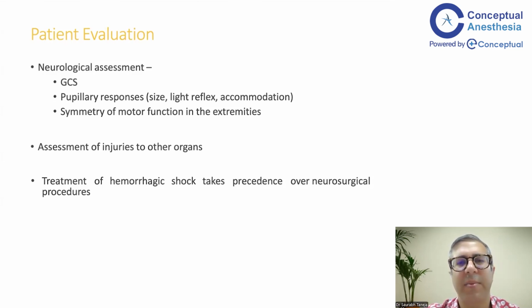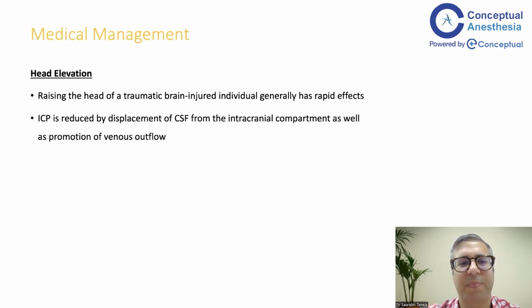And if the patient is having hemorrhagic shock, this takes precedence over the neurosurgical procedures that the patient may require. So first, the idea is to stabilize the patient and then go for neurosurgical procedures. If the patient has only brain injury, raising the head generally has rapid effects. ICP is reduced by displacement of CSF from the internal compartment as well as promotion of venous blood flow. So when you elevate the head, as I told you, the brain is a fixed compartment, but remember, you have to take into account whether the patient has other organ injuries or not, and if the patient is hypotensive, we should not do head elevation.